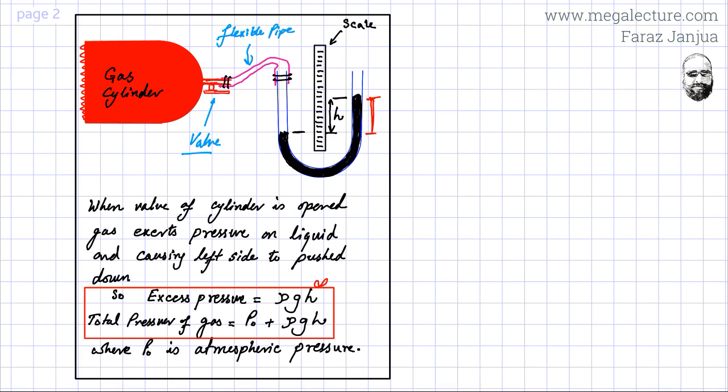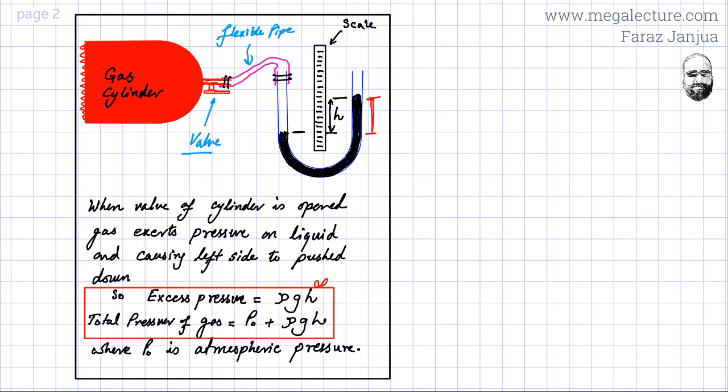What is meant by excess pressure? Excess pressure is pressure above atmospheric pressure. So how do we calculate it? We measure this height, we know the density of the liquid, and you use the formula rho GH to find this excess pressure. But this is not the pressure of the gas. This is the pressure above atmospheric pressure.